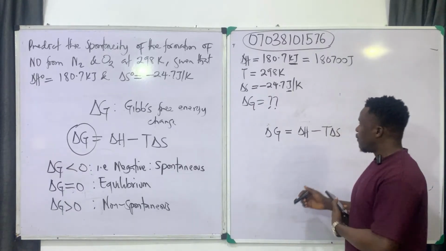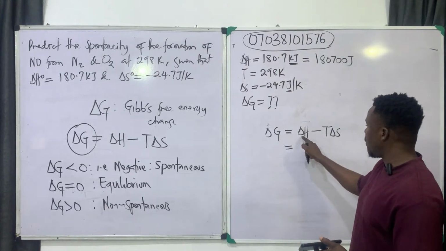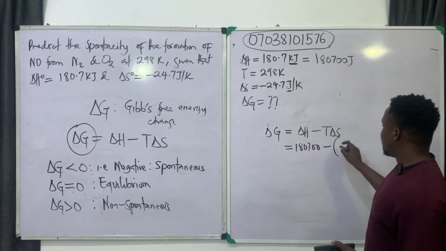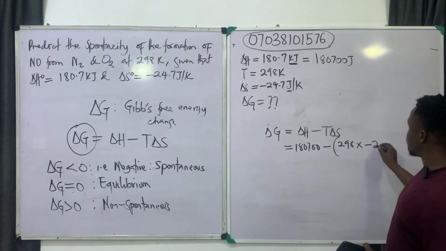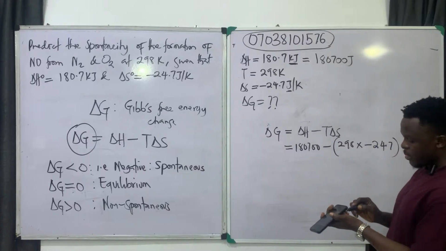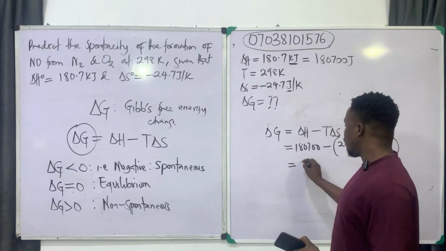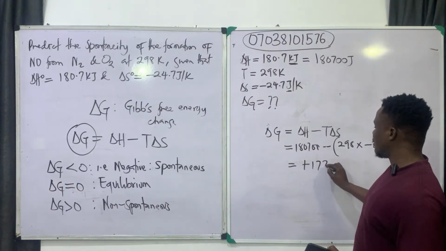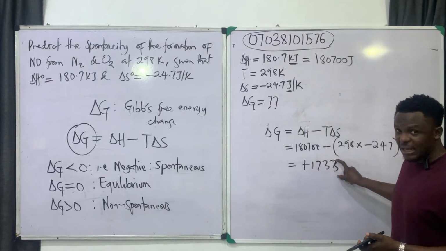Okay? Now, let's come back to this. Now let's solve for delta G. So you see delta H, I put 18700 minus T, which is 298, times minus 24.7. Class, if you do your calculation, I already did this calculation earlier, we got plus 1733. Remember I said what you just need is your final answer.